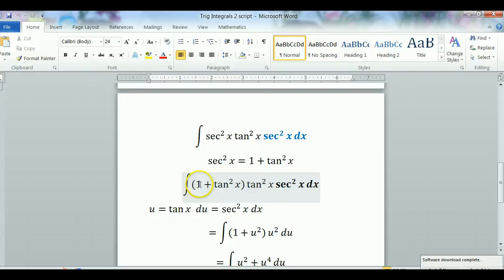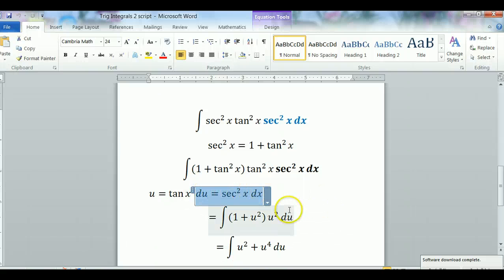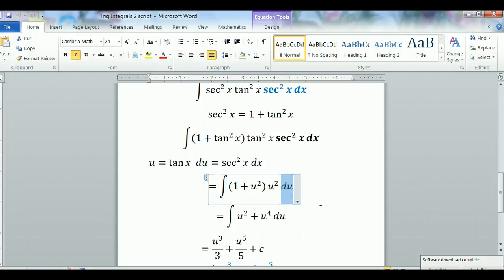Alright, so the next step would be to just plug in. So we put 1 plus tangent squared. Tangent is u, so it will be u squared. And we have another tangent squared here, so that will be again u squared. We have secant squared dx, which is exactly du. So we put that as du. Alright, and now we are all set to integrate.